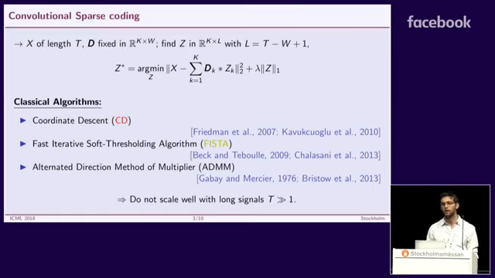The convolutional lasso is composed of two parts. The first part is the data fit term, which measures how well you're reconstructing your signal with the sum of convolutions. And you have a second term, which is a sparsity-inducing regularization, which here is the L1 norm. There exist many classical algorithms to solve this problem, such as coordinate descent, the FISTA algorithm, or ADMM-based algorithms. But all those algorithms tend to not scale very well when the length of the signals explodes, which is the case for many applications, especially for neuroscience data sets.